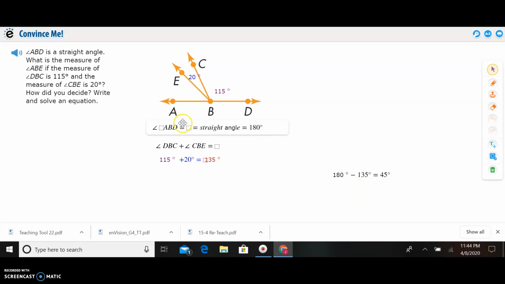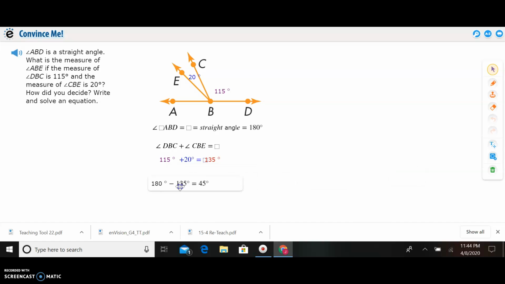But we said ABD equals 180. So we've got three angles that make up ABD. We've got angle DBC, we've got angle CBE, and we've also got angle ABE. We don't know how much that is, but we know that the value of that plus the value of this center angle, which is 20 degrees, and added to the value of this angle, 115 degrees, will equal 180.